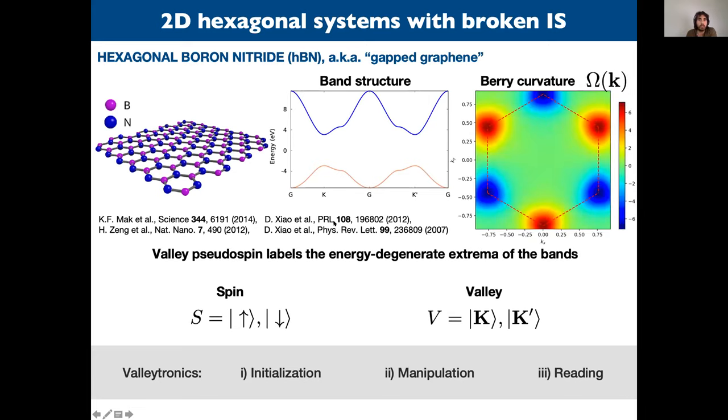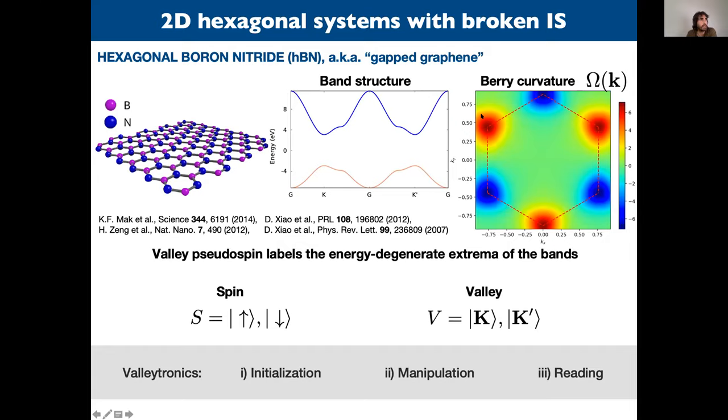The broken inversion symmetry of the systems, in combination with their time reversal symmetry, gives rise to a non-zero Berry curvature, which is equal but has opposite signs at each of the valleys. So this is what Rui explained this morning, since we have that the Berry curvature at K equals minus the Berry curvature at minus K. And here I show the Berry curvature in the first Brillouin zone, in this red dashed line, of the conduction band of hexagonal boron nitride.